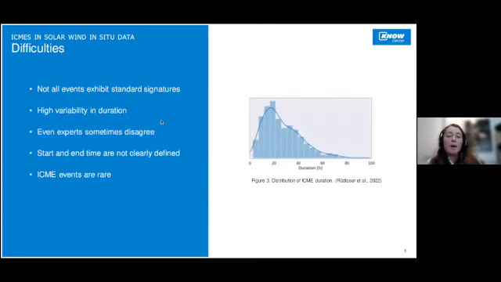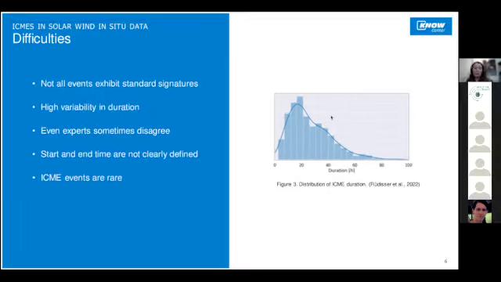Okay, I've already mentioned some of the difficulties that come along with automatic detection. One of them is, as already mentioned, that not all events exhibit standard signatures. Another problem is that we have a high variability in duration, as we can see in the picture here. Some only last a couple hours. Some of them last up to 80 or even more hours. And even though most of them last around 20 hours, this is quite a high variability.